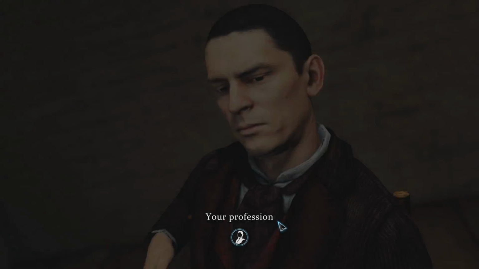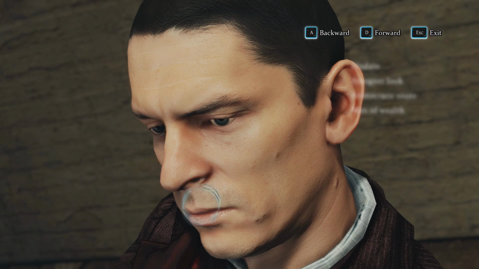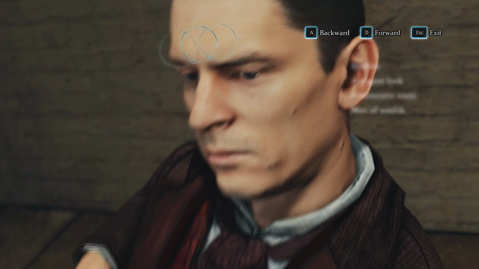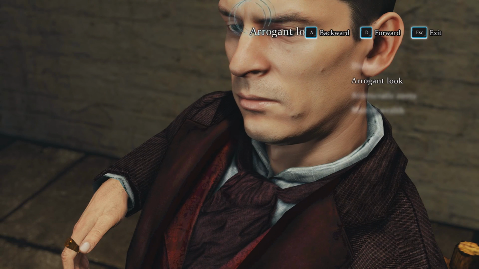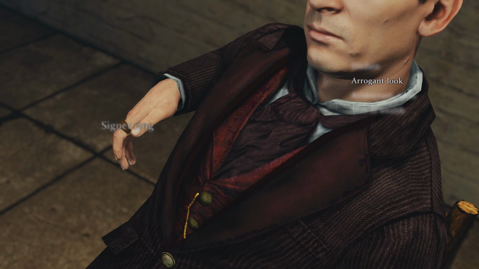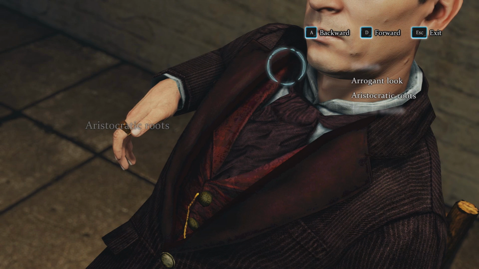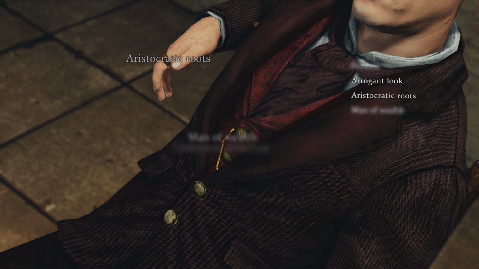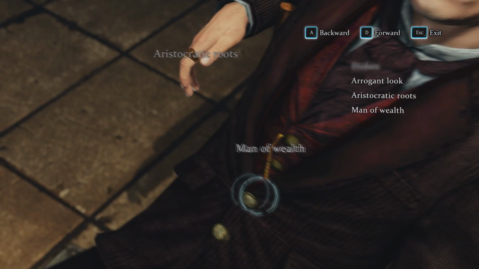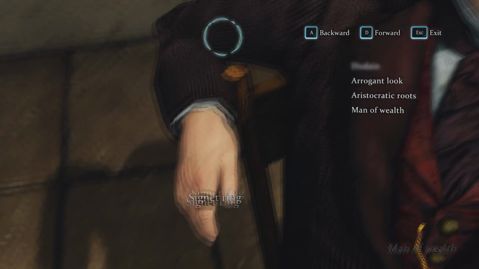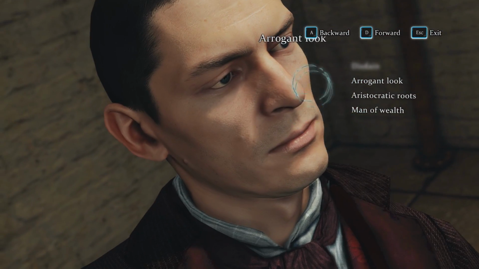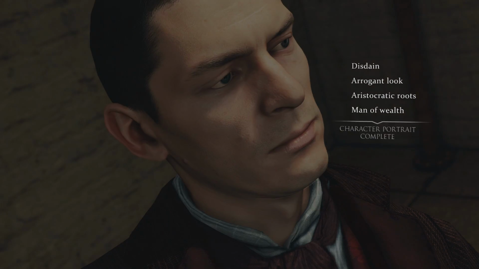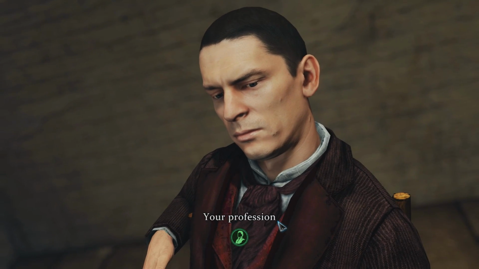Oh boy. Yeah, yeah. This is gonna be fun. Complete 180 from the other guy in terms of compliance. Arrogant look, thank you. Signet ring, aristocratic roots. So he's got some money. Gold chain, cashmere waistcoat, man of wealth. Yeah, figured as much. Mouth shape, disdain. Yeah, this guy's gonna be tough to crack.